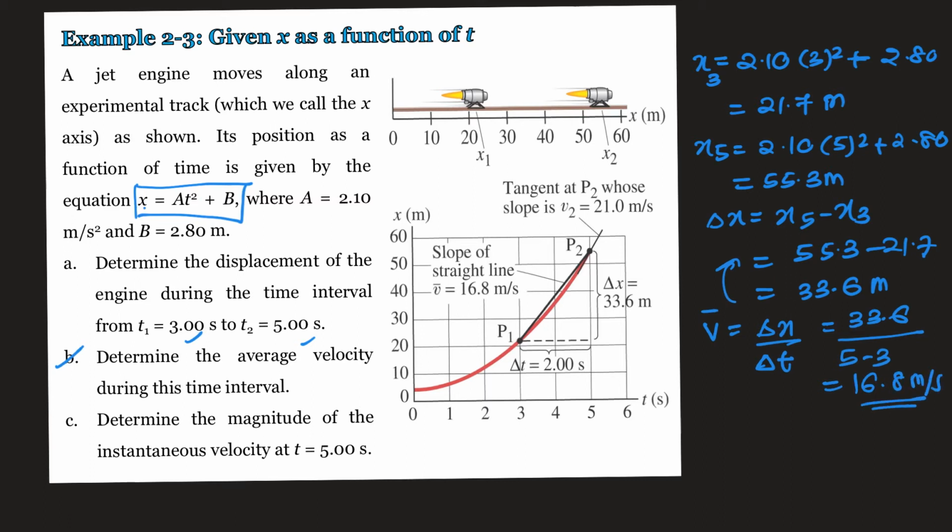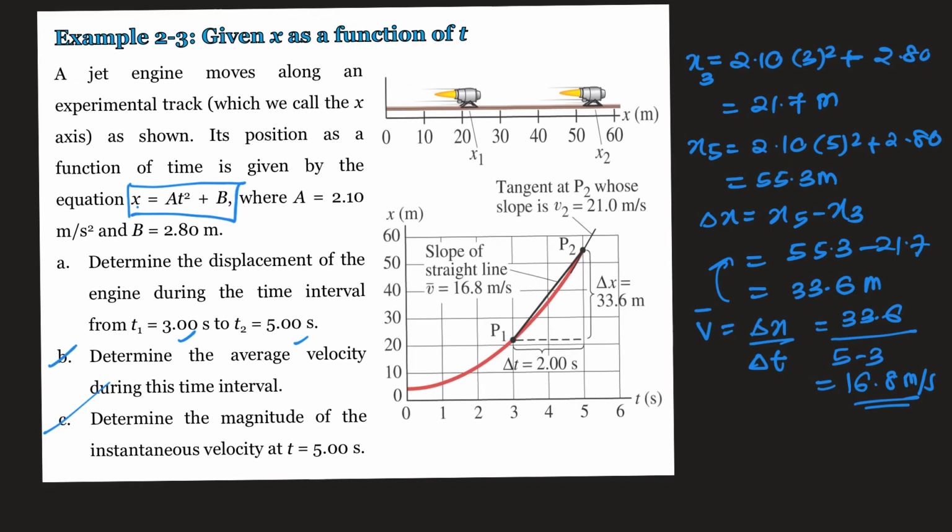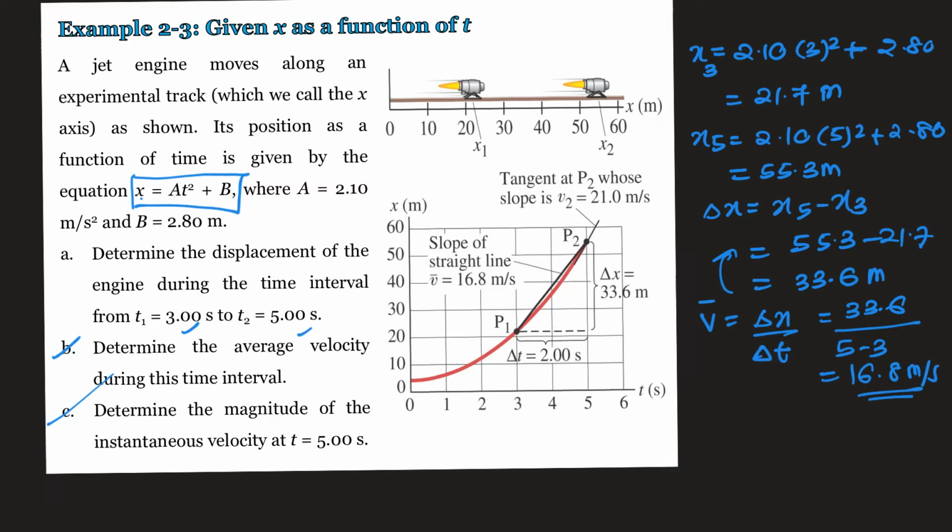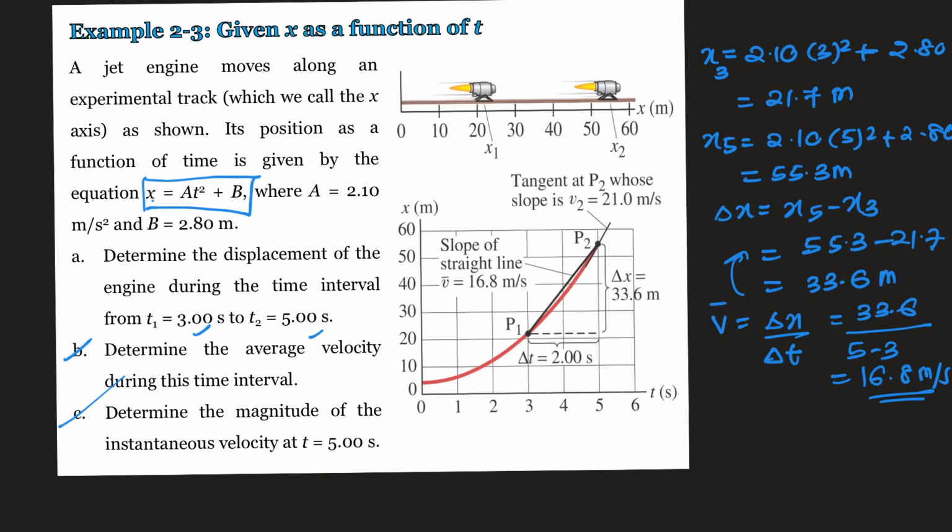Okay. And the last one, determine the magnitude of the instantaneous velocity. The question asks you to find the velocity at that particular time. Okay, so when the question asks you to find the instantaneous velocity, what you need to do here is you need to differentiate first the s equals at squared plus b. Because like I mentioned before, the ds over dt is basically the instantaneous velocity.